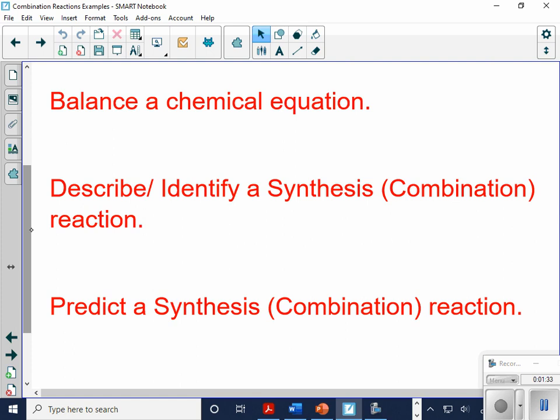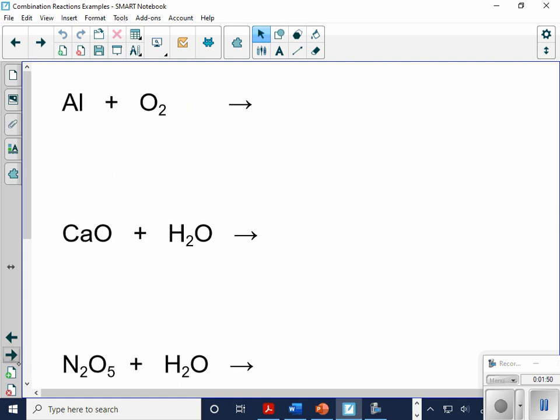Also, we need to be able to predict a synthesis reaction. Now, what that means is, given 2 reactants, you can tell me what they're going to make. Okay? What they're going to make. So, here are some examples that we are going to work, and I'm going to show you how I want you to work these. So go ahead and write down aluminum plus oxygen.